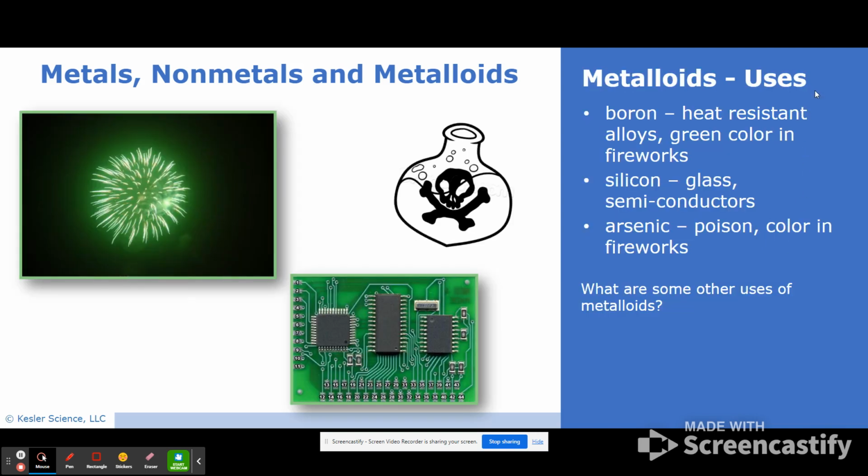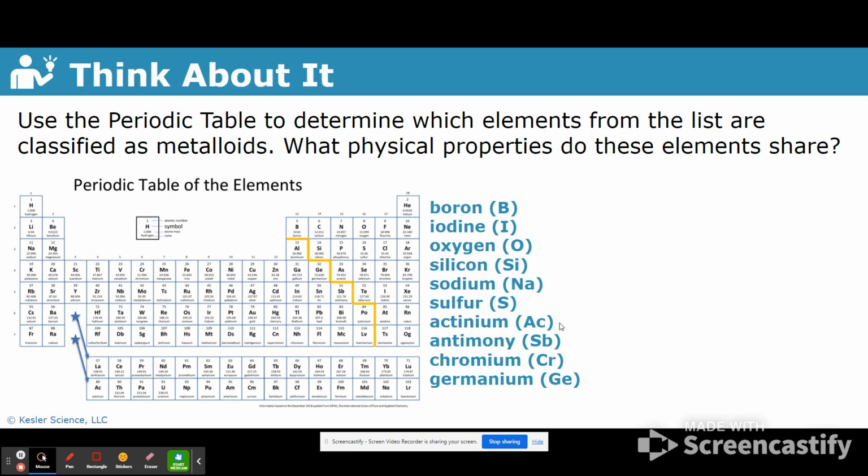Some uses for metalloids. Boron, the moron, is used in heat-resistant alloys. It's the green color in fireworks. So boron is what makes green fireworks. Silicon is used in glass and semiconductors. Semiconductors are used in technology. And arsenic is a poison, extremely poisonous, and it also adds color to fireworks.